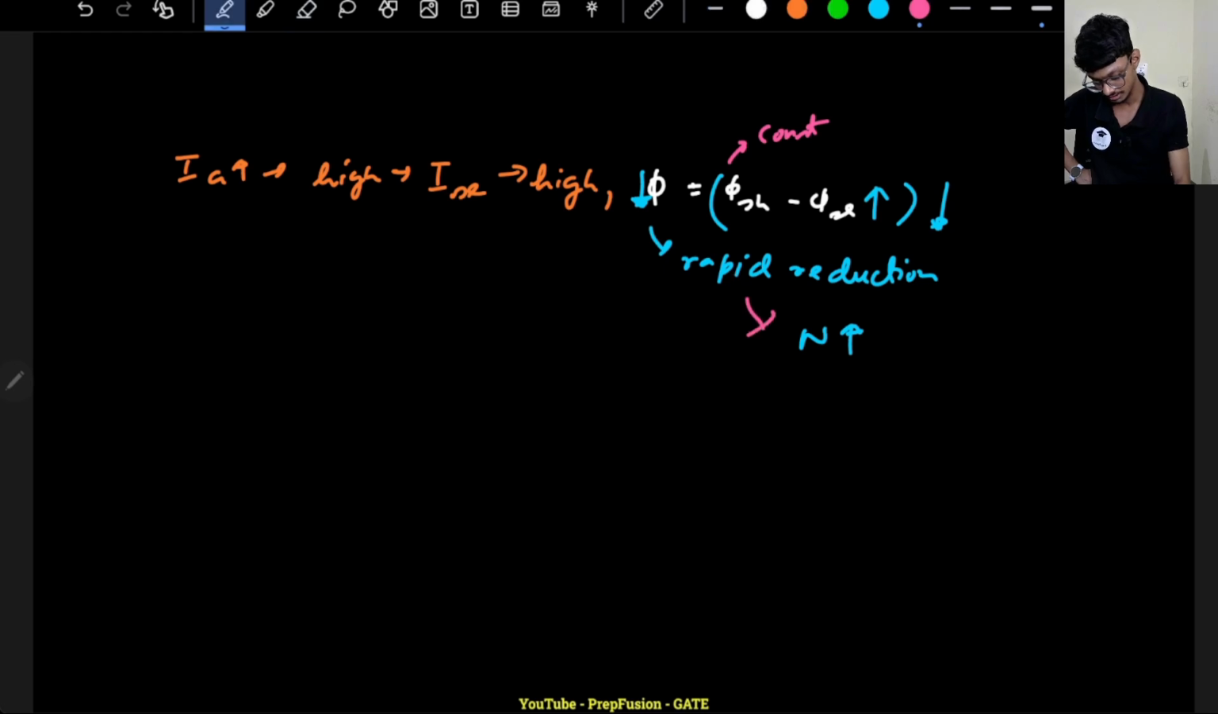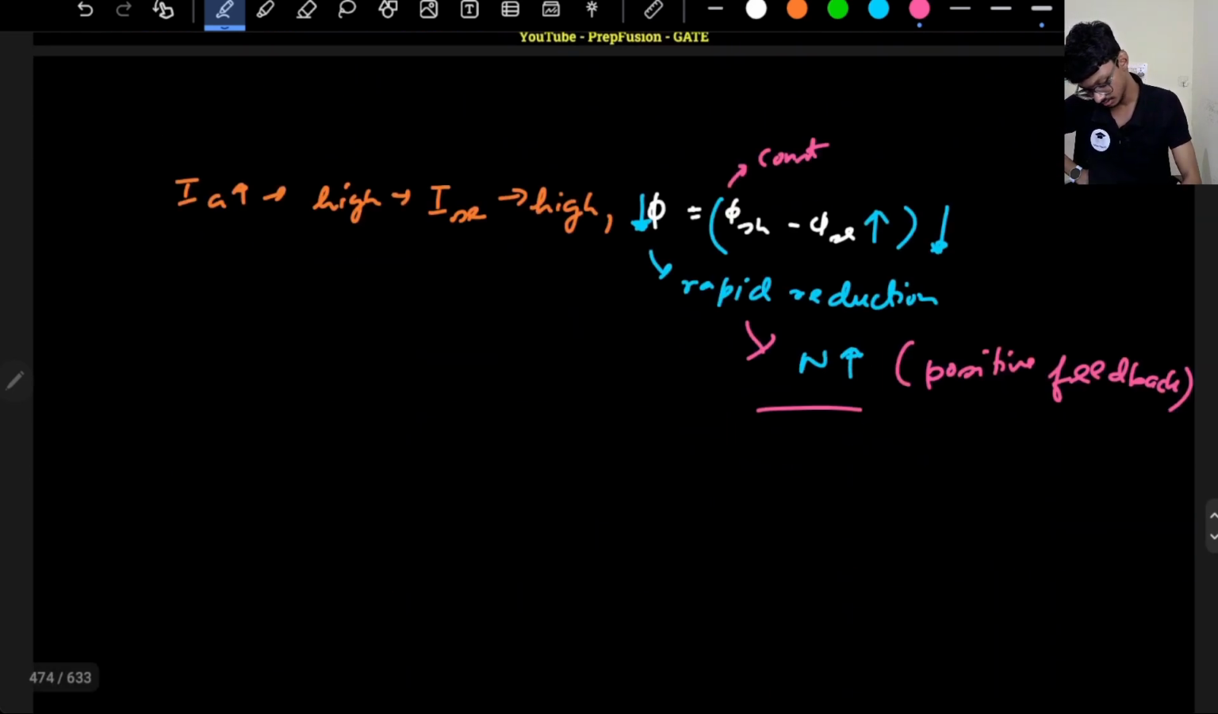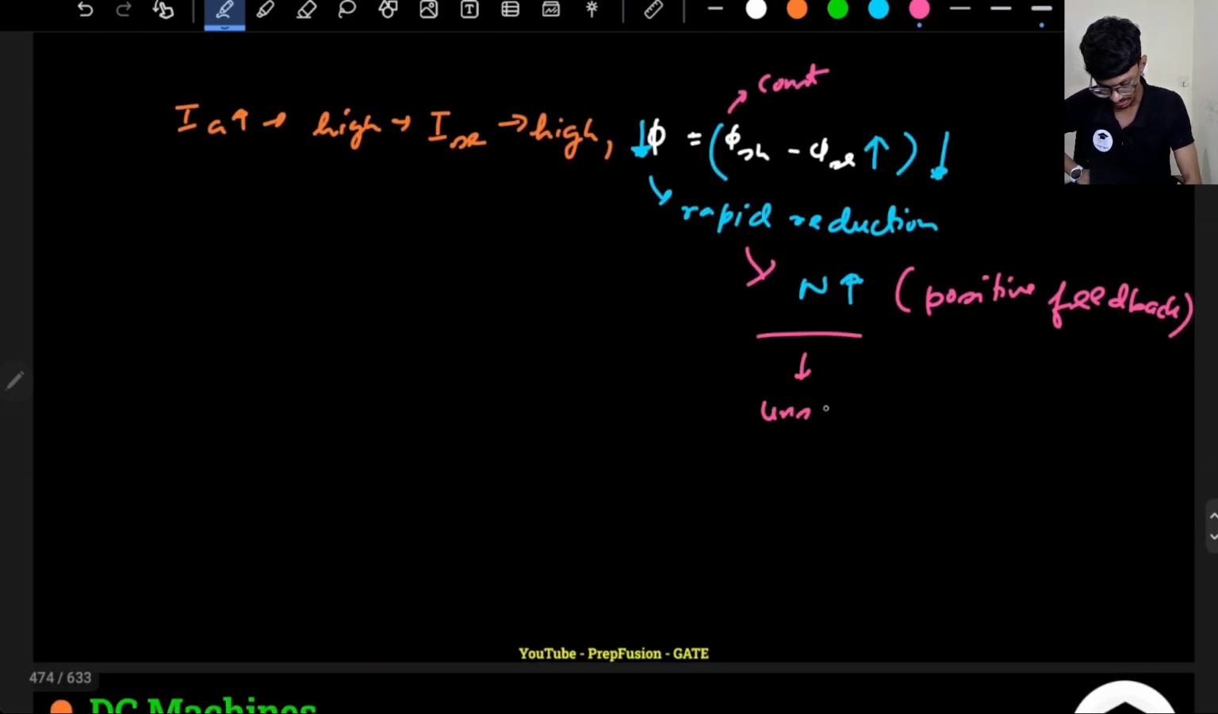Okay. So this becomes a positive feedback, because load current will keep on increasing, speed also will keep on increasing. So this becomes a positive feedback, due to which basically the machine will go into unstable run away. This is also known as unstable run away.